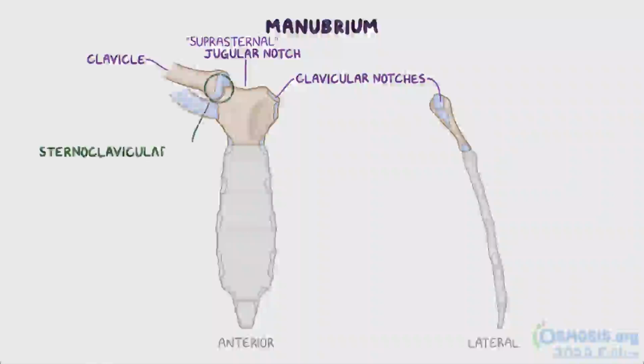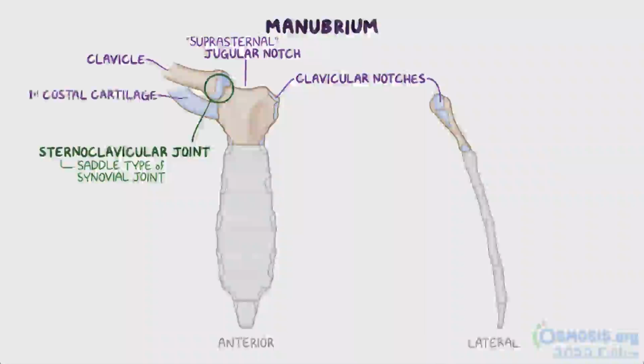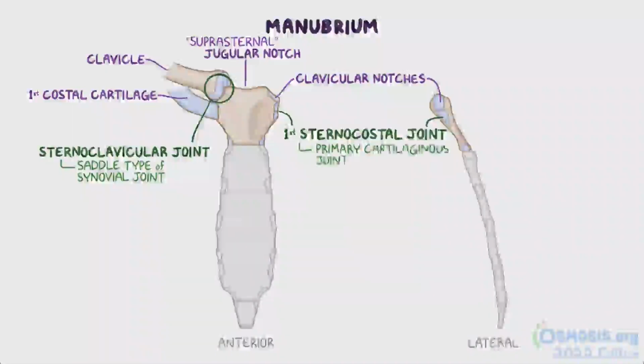Now, the sternoclavicular joint is a saddle type of synovial joint, and the joints form between the ends of the clavicles and the clavicular notches of the manubrium, as well as the first costal cartilages. Inferior and lateral to the clavicular notch, there's the first sternocostal joint, which is the costal cartilage of the first rib attached to the lateral border of the manubrium of the sternum, which is classified as a primary cartilaginous joint. Between the manubrium and body of the sternum, there's the manubriosternal joint, which is a secondary cartilaginous joint.